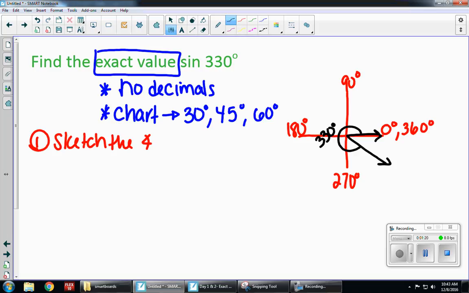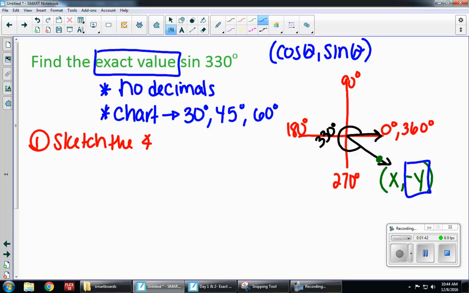So I know that because I'm in quadrant four, if I was any point in quadrant four, this is a positive x and a negative y. Now, if I'm talking about sine, I'm talking about y, because it's always cosine theta, comma sine theta. So this is my y coordinate, which means my final answer has to be negative.